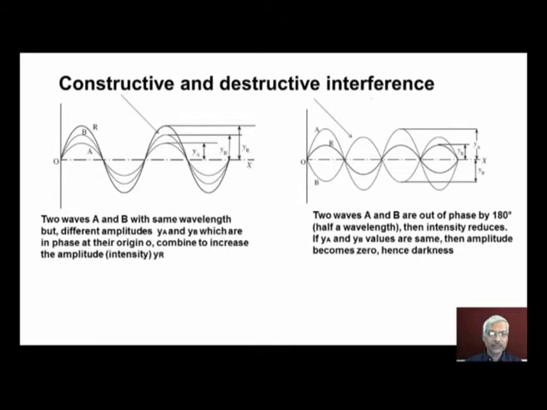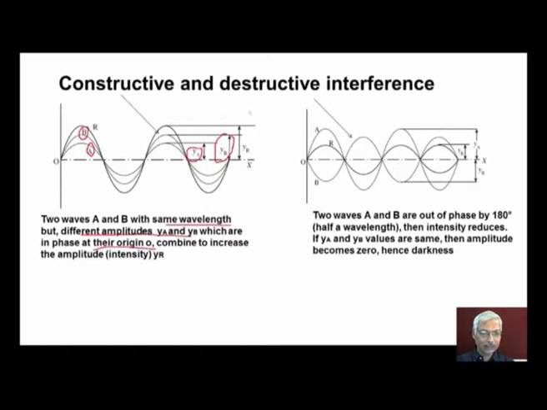Now the constructive interference and destructive interference are detailed here. So we have a source of light O, this is the origin O, from where we are getting the two waves. A is one light wave, B is another light wave. Since the source is the same, they have the same wavelength, but the amplitudes are different. Wave A has an amplitude of YA, and wave B has an amplitude of YB.